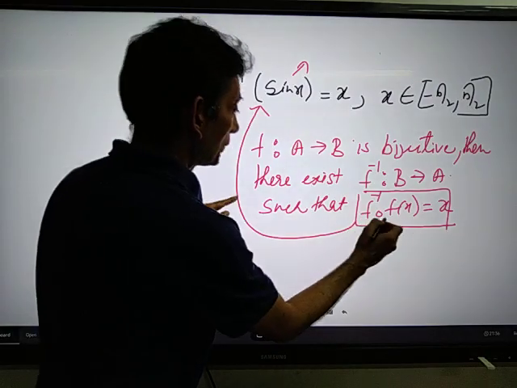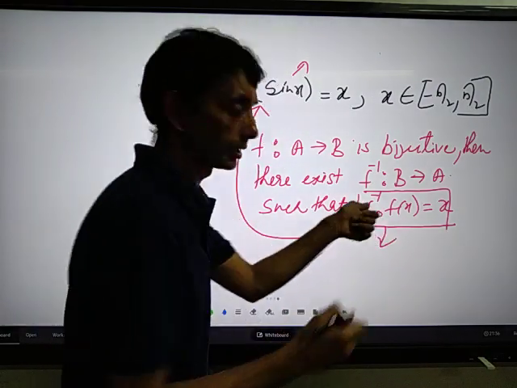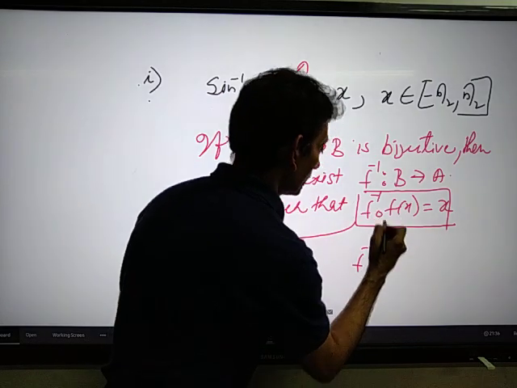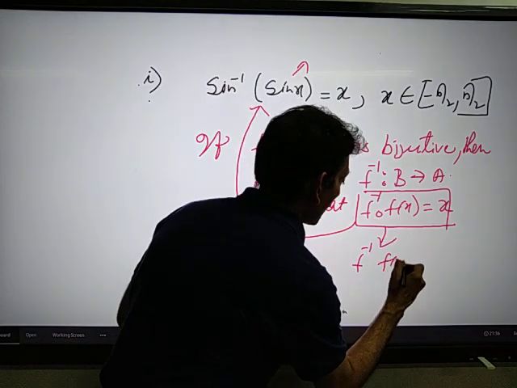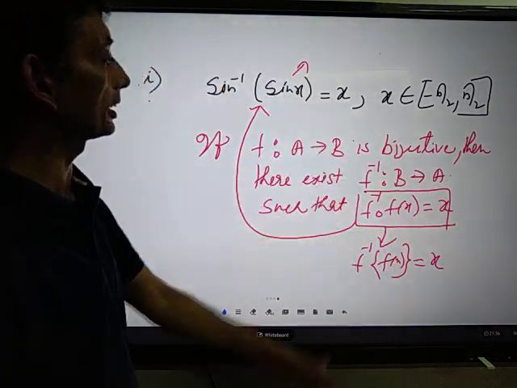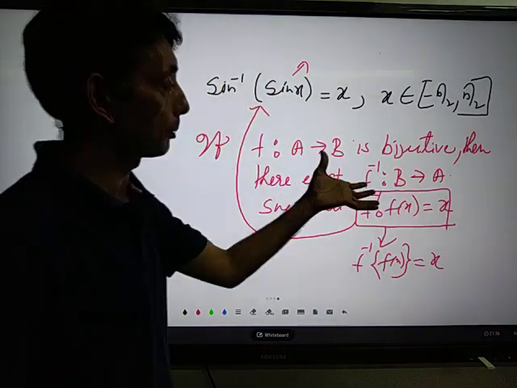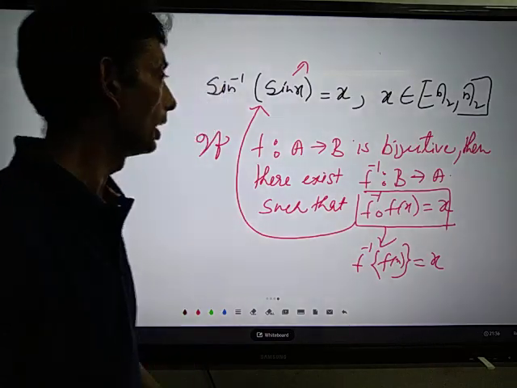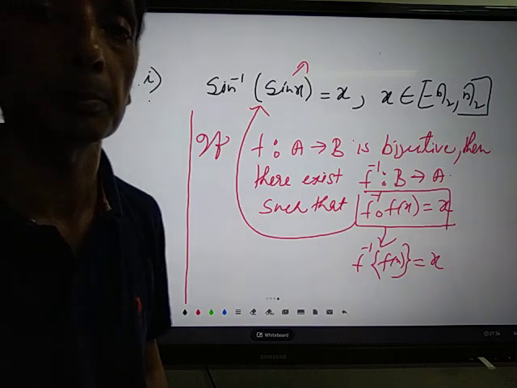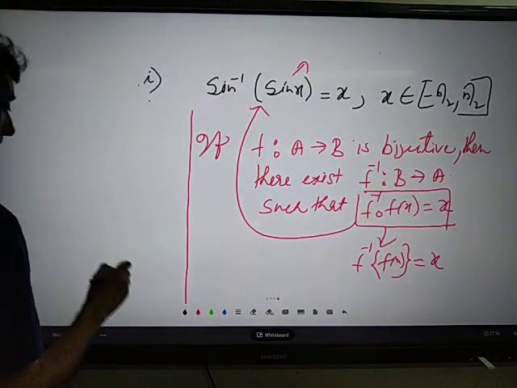In fact, if you use the definition of the composition function, you can write it in this way: f inverse, and if you remove this dot, then there will be another bracket, is equal to x. So you can directly prove this one with the help of only this property. And we can also prove this with the help of an alternate method. Let us see the alternate method as well.